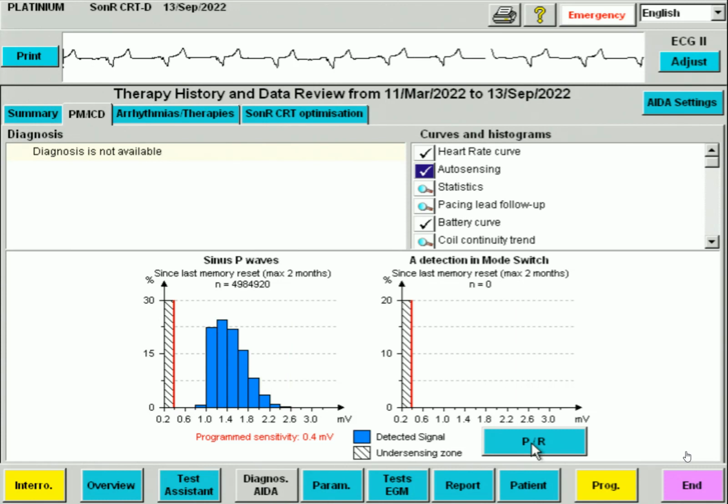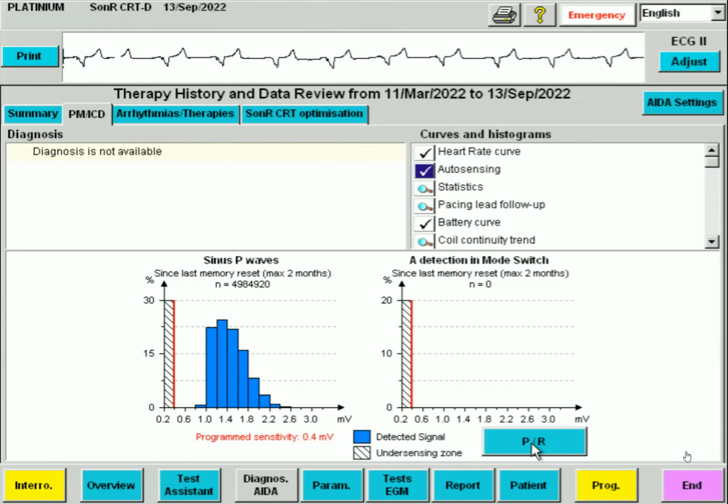Similarly, for the atrial lead, there are no signs of atrial undersensing, as all the P waves are sensed far away from the programmed sensitivity. This is very important because atrial undersensing is a common factor for loss of CRT.